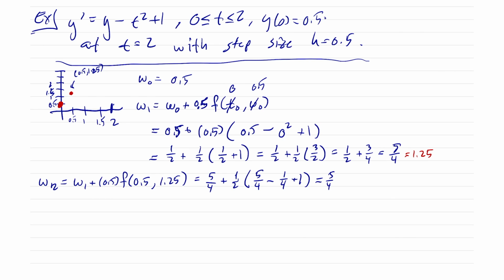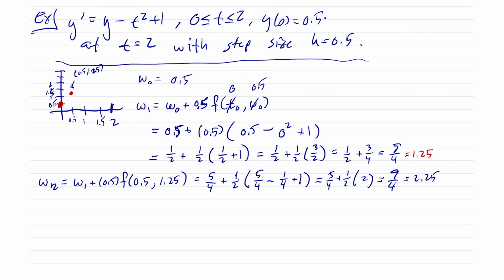So 5 quarters plus 1/2. So 5 minus 1/4 plus 1. So that's going to be 1 plus 1, that's 2. And so it's going to be 2. And so now we have 5 quarters plus 1, essentially. And so it's going to be 9 quarters. Okay, 9 quarters is 2.25, if I'm not mistaken. And yes, it agrees with what they have, so good.